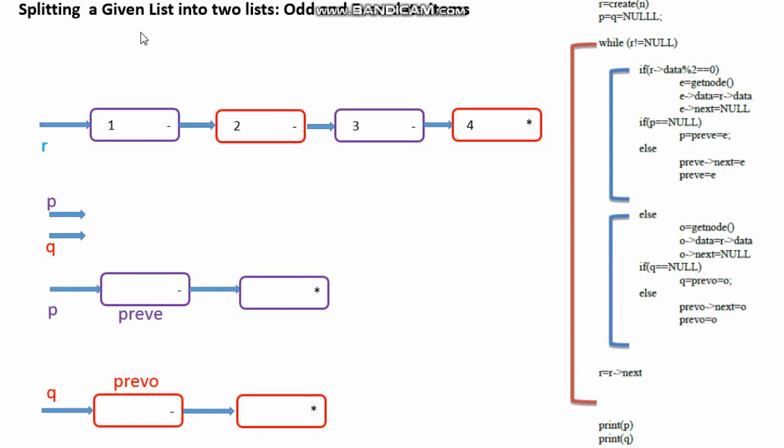Dear friends, we are coming into the next set of operations possible on a linked list. So here we have splitting of a given linked list into two other lists.